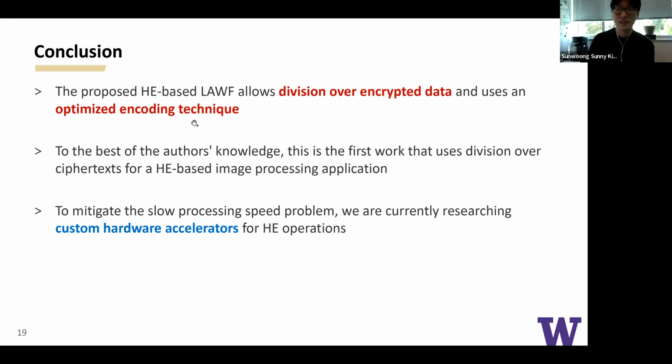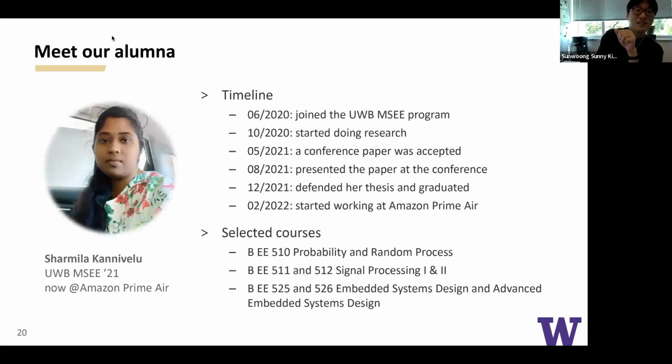The next slide is about our alumna, Sharmila. I will briefly introduce her. Here is her timeline. She joined our MSc program in July 2020 and started doing research with me in October 2020. Fortunately, our paper was accepted in May 2021, and she presented the paper at the conference in August 2021, and she defended her thesis in December 2021.